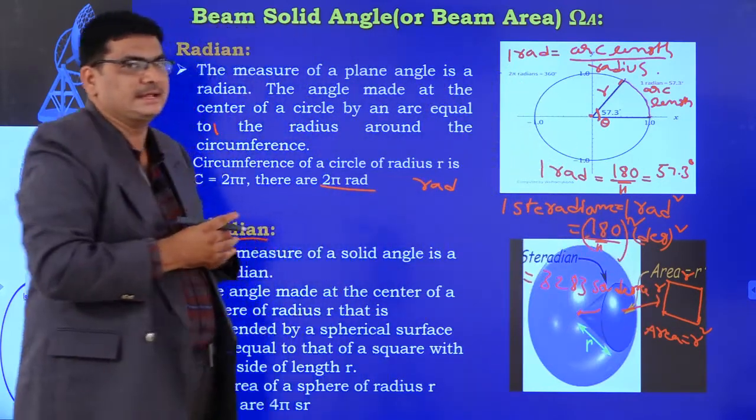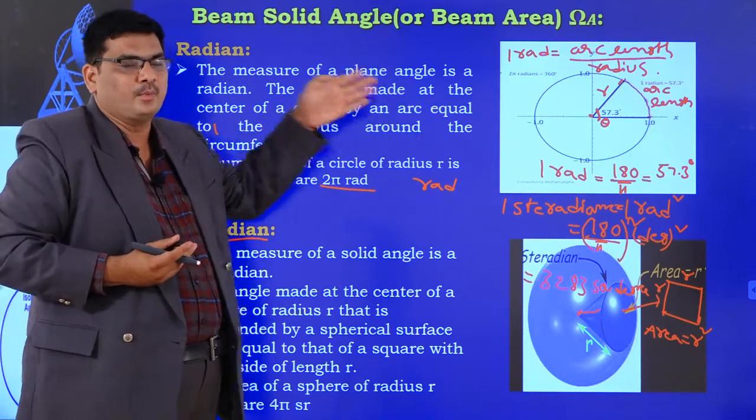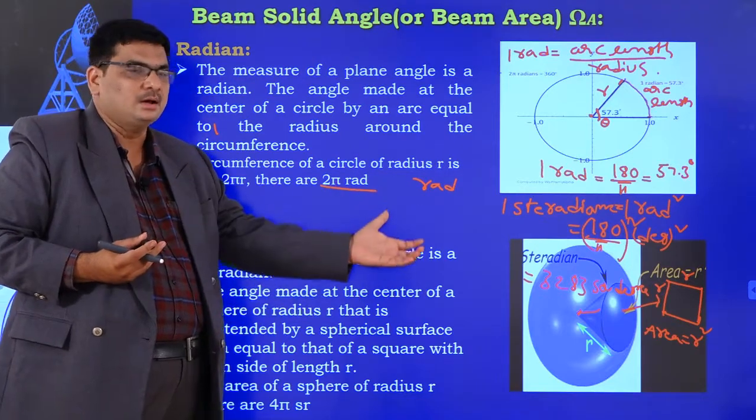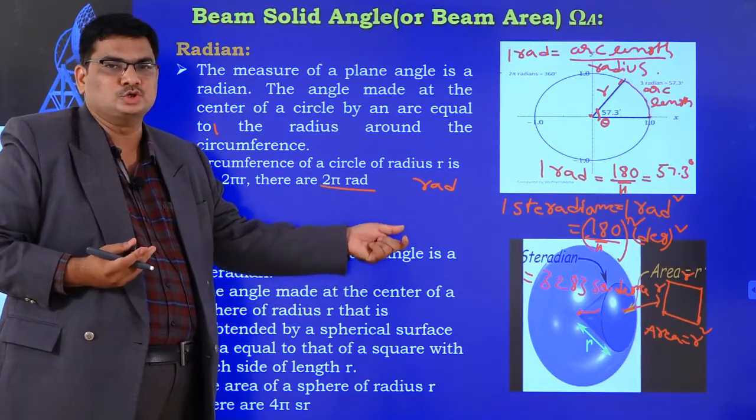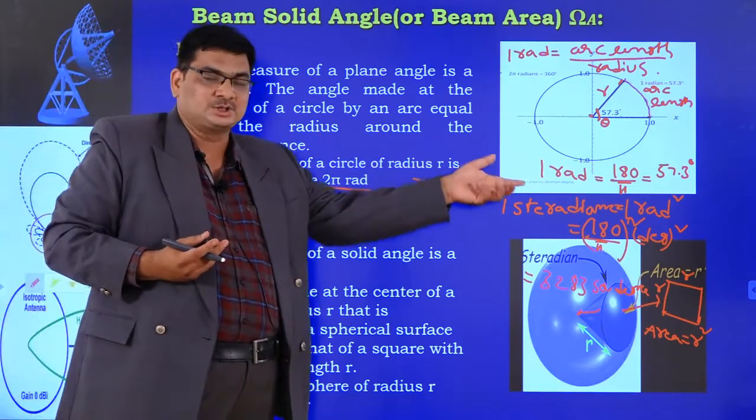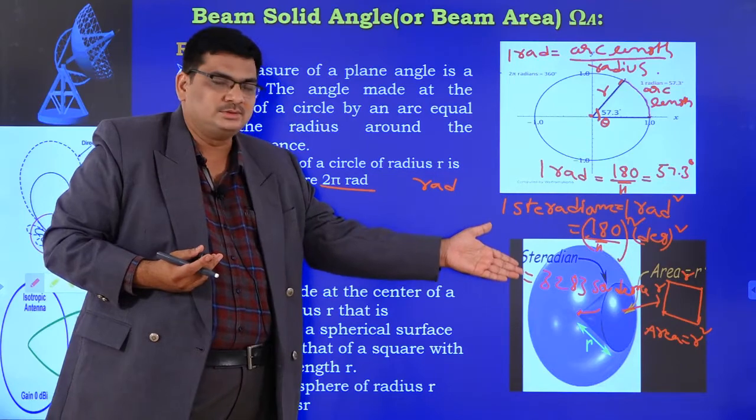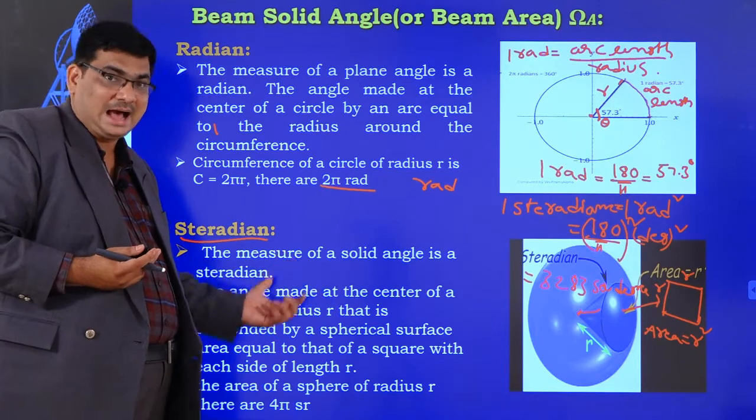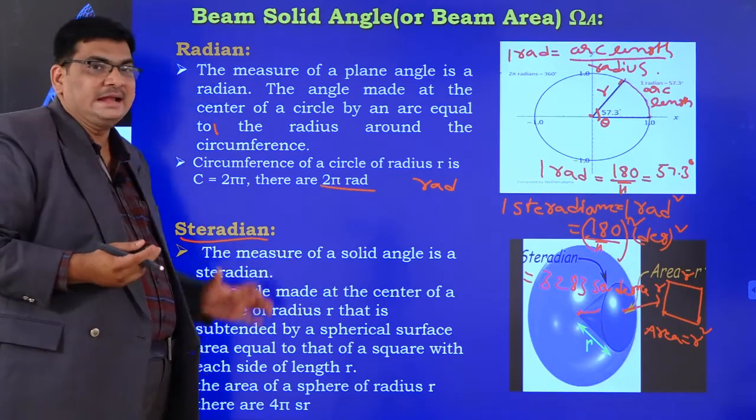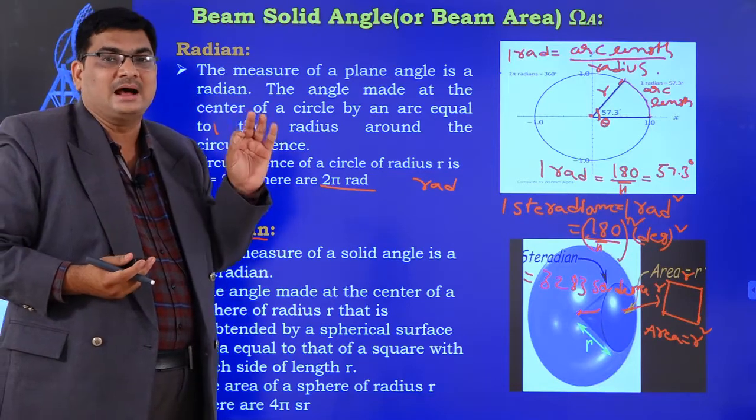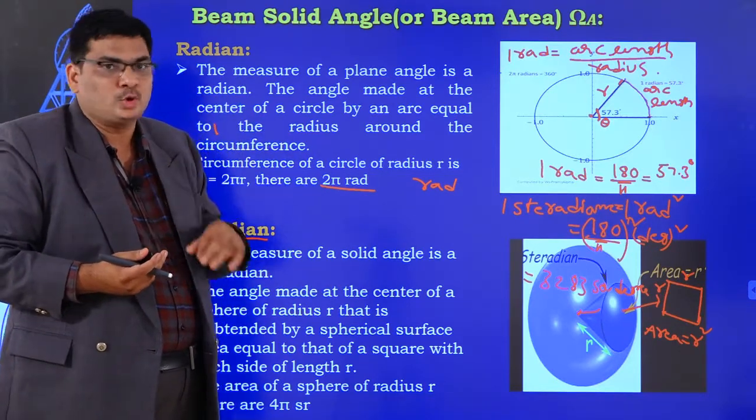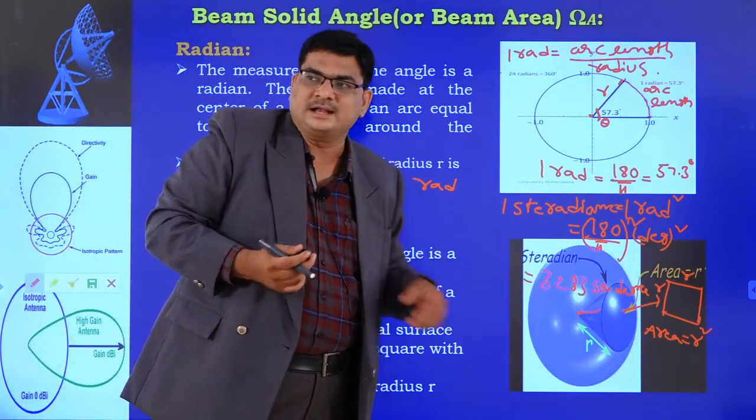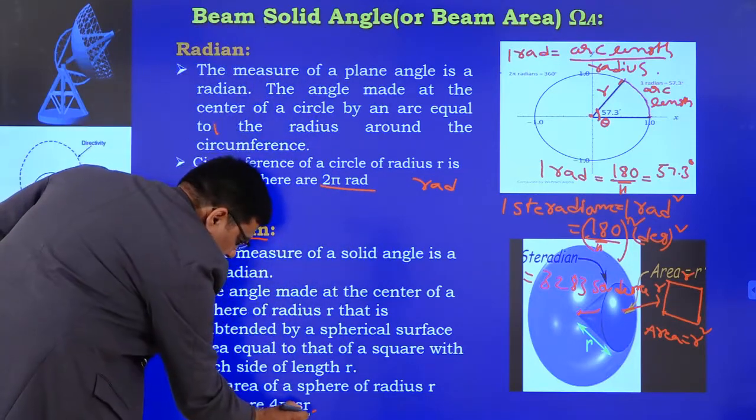This is about steradian. If you want to measure a plane angle, we require the radian. If you want to measure a solid angle, we require the steradian. 1 steradian is equal to 1 rad square, which is equal to 3283 square degrees. The area of a sphere with radius r is 4 pi r square, so to complete the entire solid sphere, it requires 4 pi steradians.